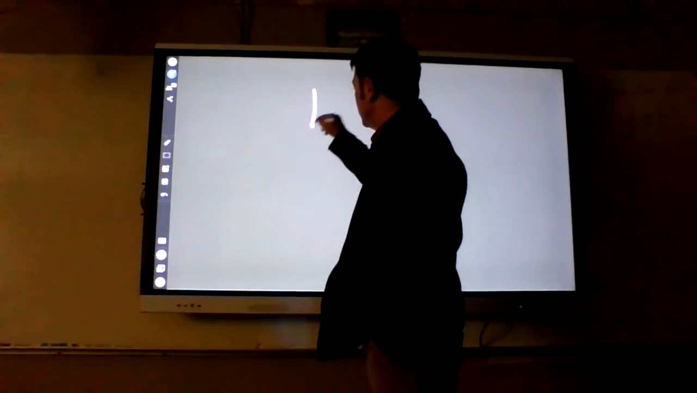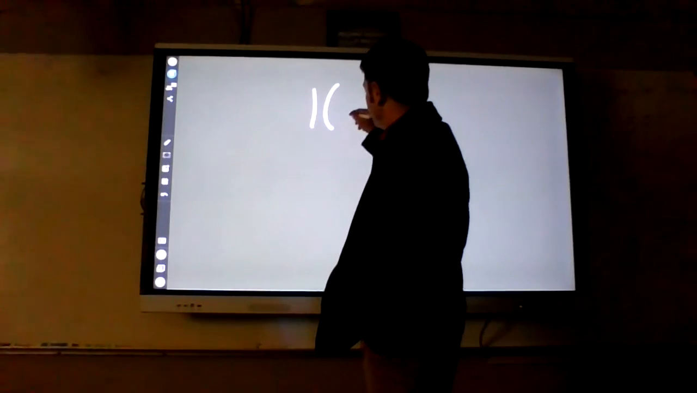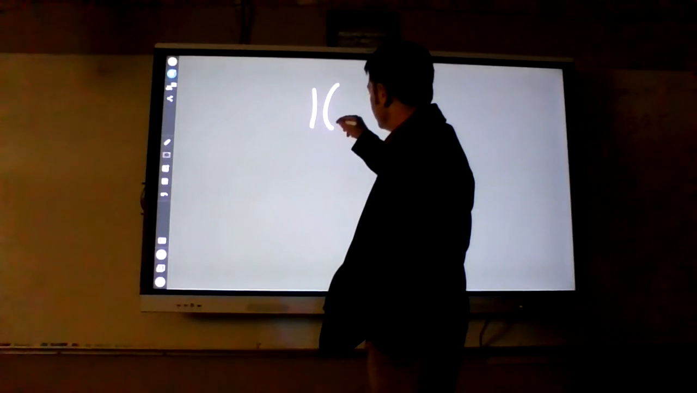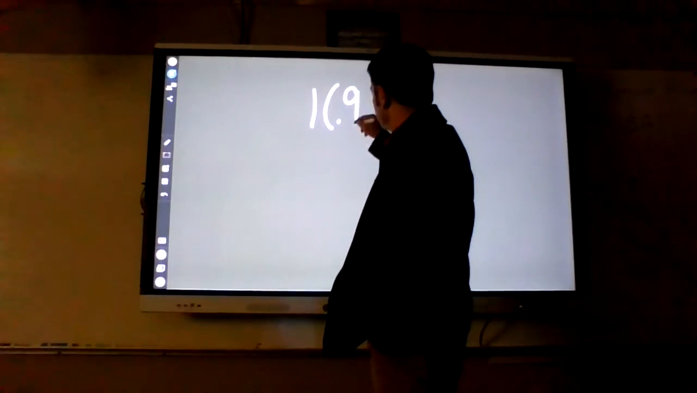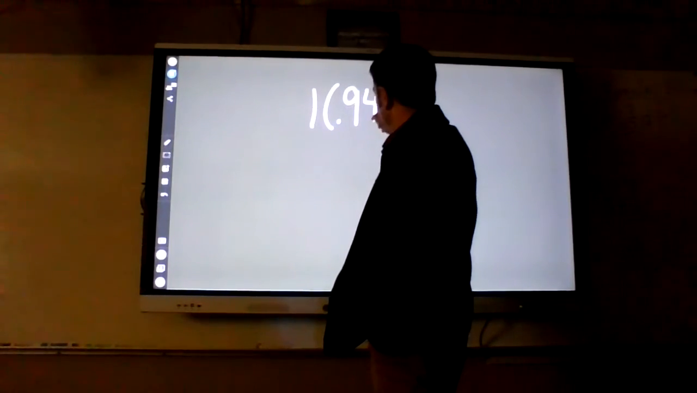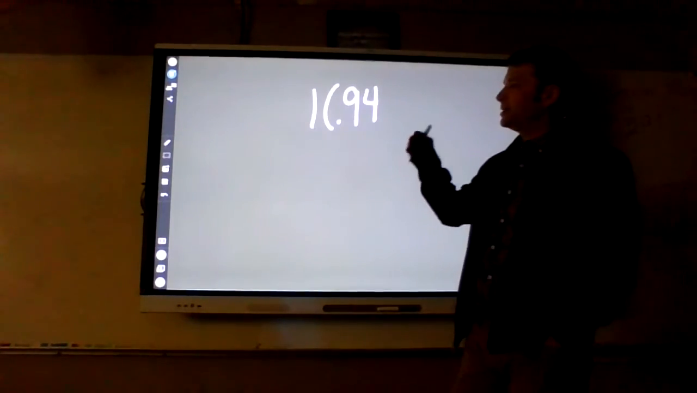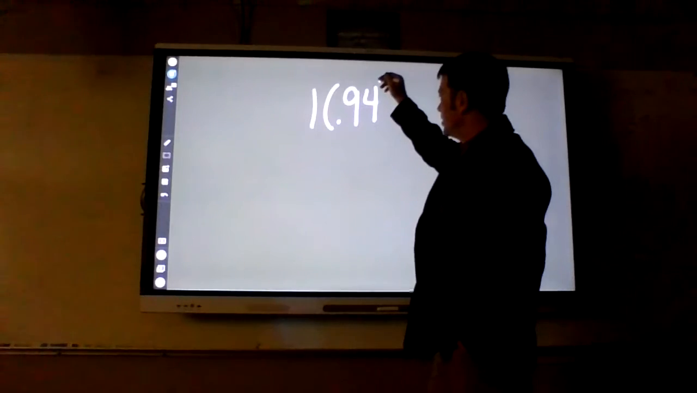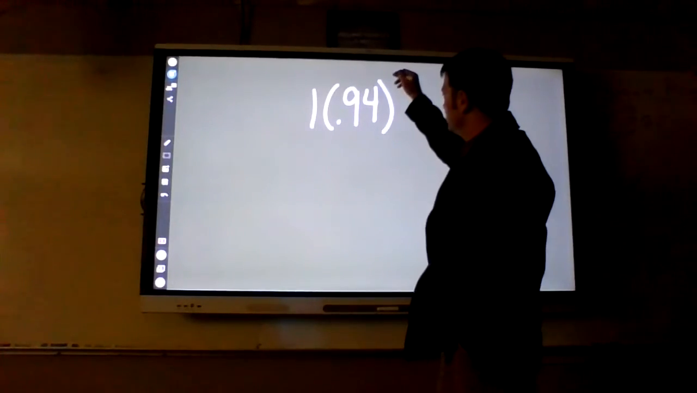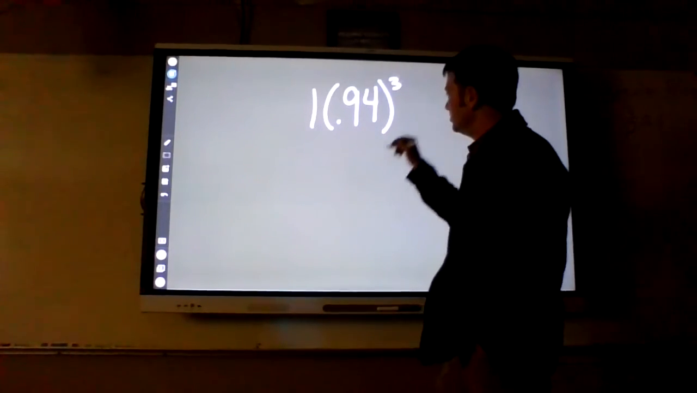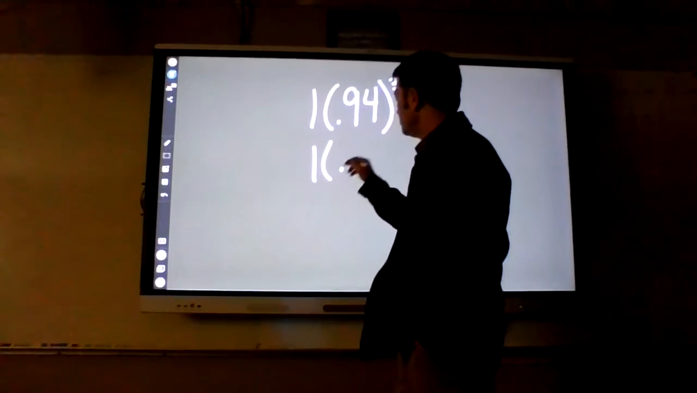Number 19, the original amount is $1. We're supposed to drop that by 6%. So if we're dropping it by 6%, what am I multiplying by? 0.06. Well, you gotta do 1 minus 0.06. If it drops 6%, then it's going to be 94% of what it was each year. Wait, where'd you get the .9?